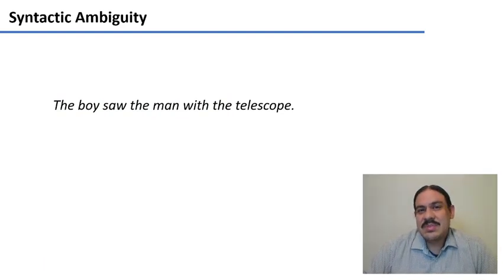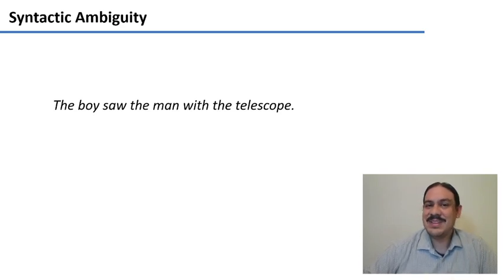There's another type of syntactic ambiguity, which is exemplified by this phrase. "The boy saw the man with the telescope." So take a moment to try to figure out what's the problem with this one. Please pause the video.